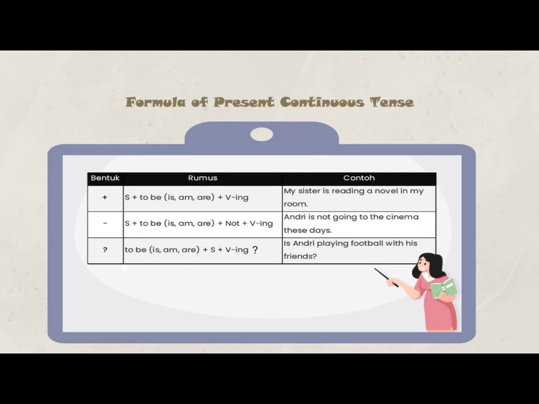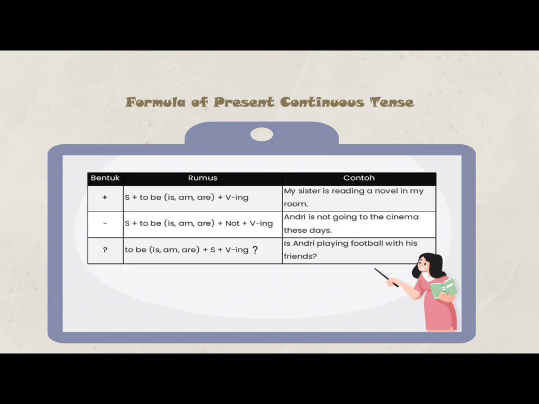Okay, next we enter the negative sentence. The structure is almost the same as before, but it adds the word not between to be and the verb. So it becomes subject plus to be plus not plus verb ing. The example, Andre is not going to the cinema these days.